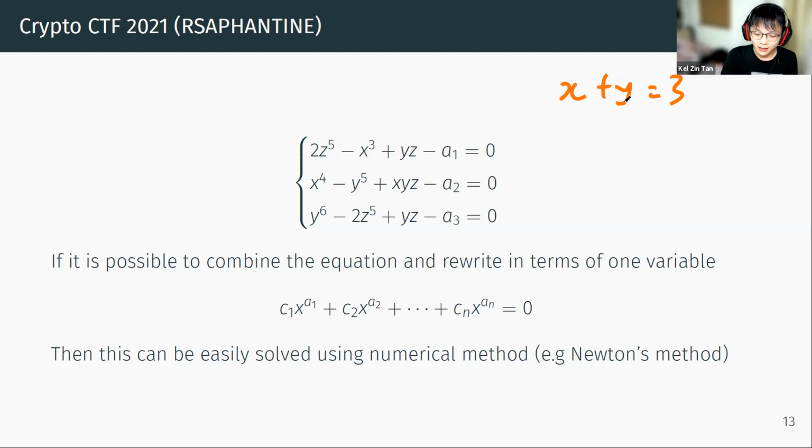But then there's a technique which is called the lattice. You can use the lattice construction technique. So if you know that this x and y are rather small, then you can use this lattice construction technique to solve this kind of equation also. Yeah, this is extra knowledge.